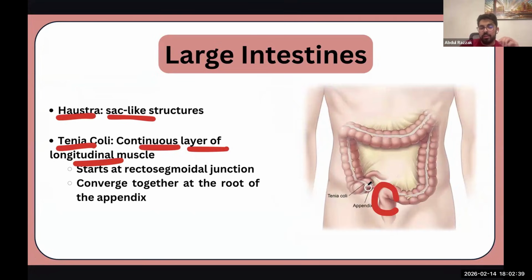At the root of the appendix, they're going to converge back and form a uniform muscular layer around the appendix. So tenaculi is basically condensed outer longitudinal muscle layer, basically three strands of them throughout the length of the colon. The inner circular layer is present all over around the colon. Tamam? But it's not different than any other organ. The only difference is that it has a condensed outer longitudinal layer into three strands.